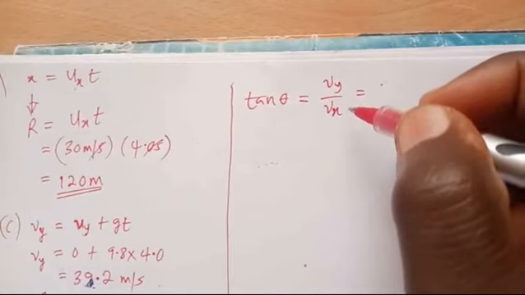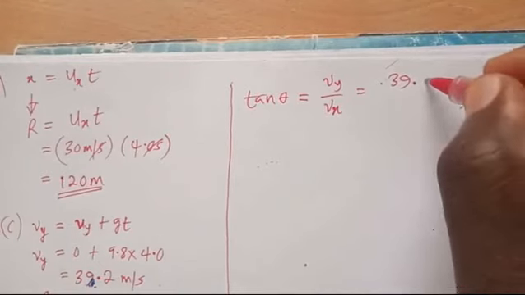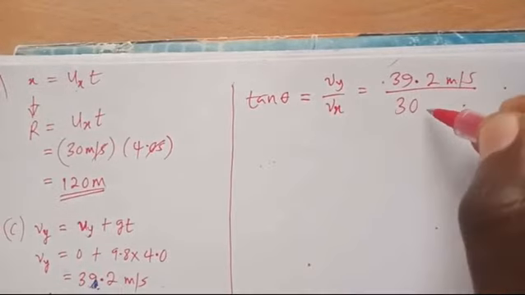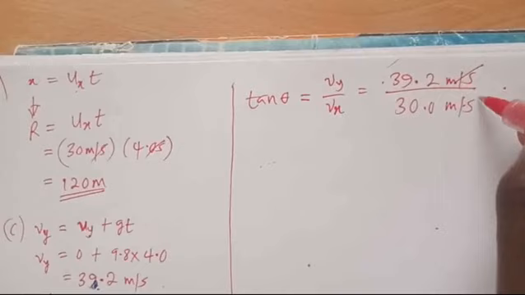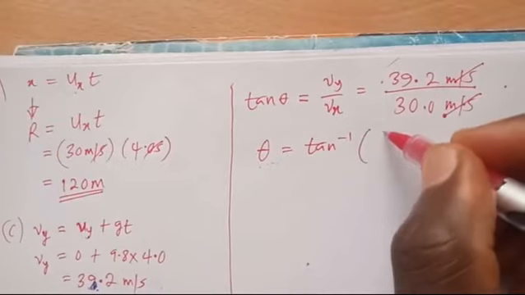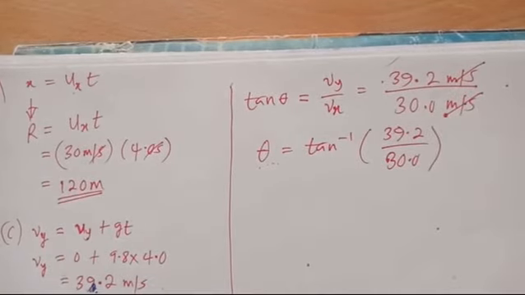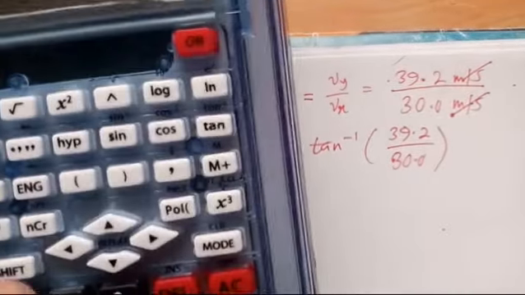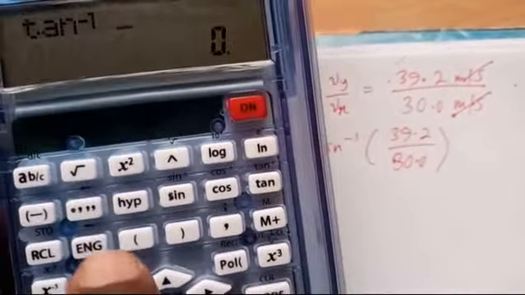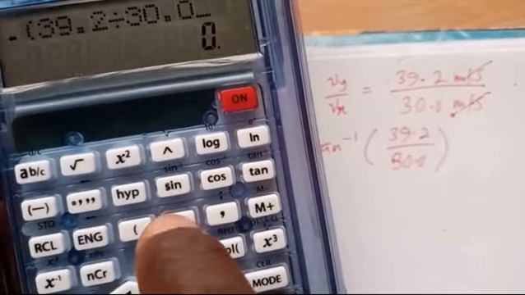Our v sub y was 39.2 meters per second divided by our v sub x, 30.0, also in meters per second. So meters per second cancels meters per second, and then our theta is tan inverse of 39.2 divided by 30.0. So this is what you will do. You now press shift before you press the tan. Shift, tan, and you see tan inverse appears. Then you open bracket and say 39.2 divided by 30.0. Then you close bracket.